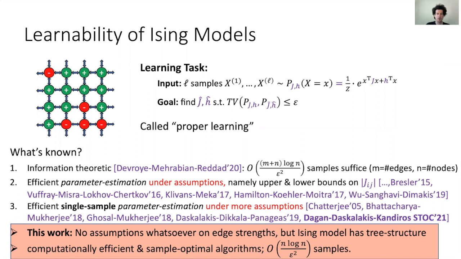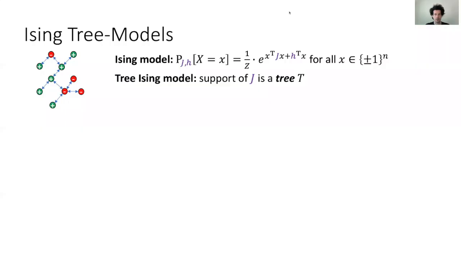In this work, we make no assumptions whatsoever about the strengths of the interactions, but we assume that the Ising model has a tree structure. Under these assumptions, we provide computationally efficient and sample optimal algorithms that need n log n over epsilon squared samples. To be clear, an Ising model has tree structure if the interaction matrix viewed as a weighted adjacency matrix defines a tree.